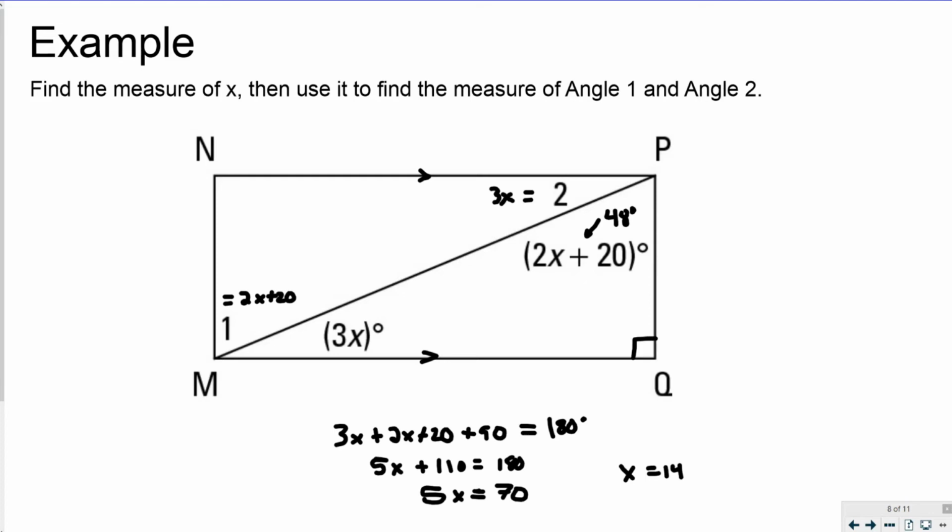And then 3 times 14 is 42. 42 degrees, 42 degrees. Since I know these are equal, that means this is 48 degrees up here. 42 seems to be a number I don't like. 42 degrees here, and this is 48 over here. So I found my missing angle 1 and missing angle 2.